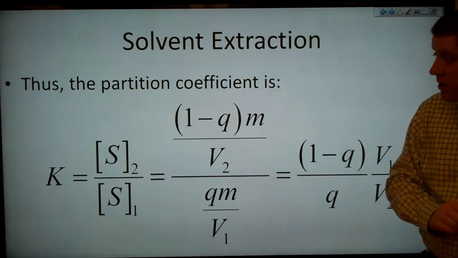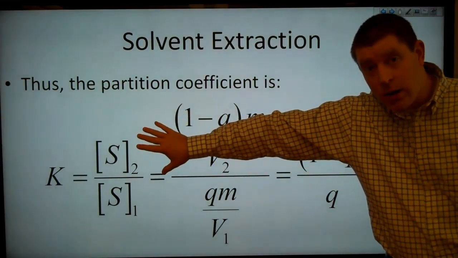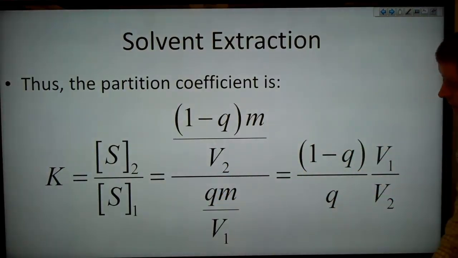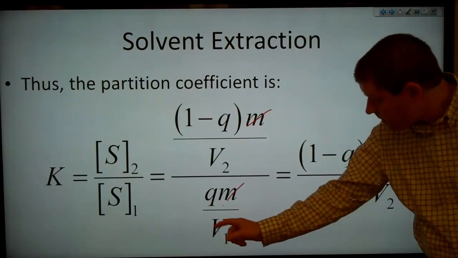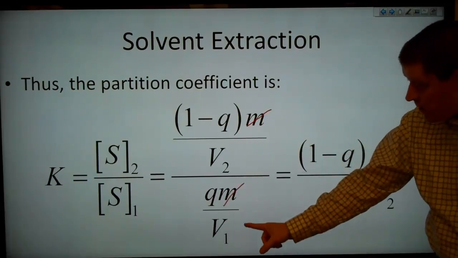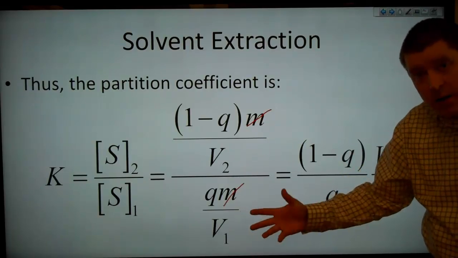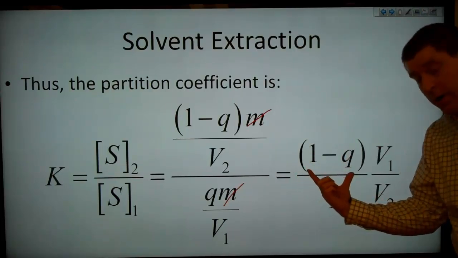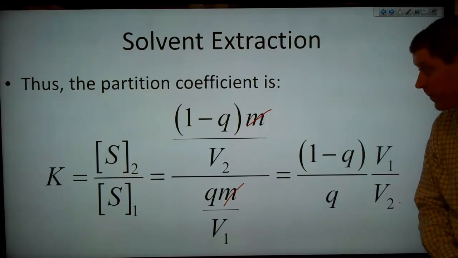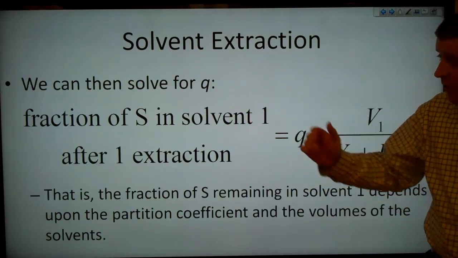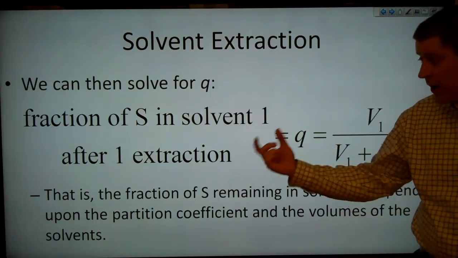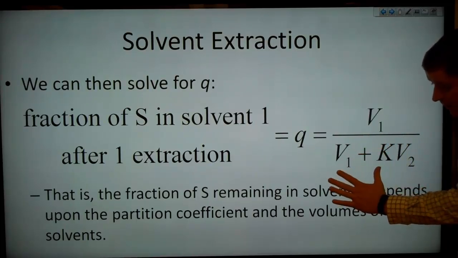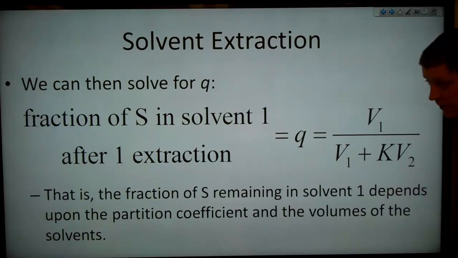This means that the partition coefficient, when we replace our concentrations in phase 2 and phase 1 with these, has M cancel. We've got V2 over V1, but those are both in the denominator, so we can invert those and we end up with V1 over V2 times the quantity 1 minus Q divided by Q. We can then solve this for Q. The fraction of our solute S in solvent 1 after one extraction is Q, and that equals V1 divided by V1 plus K times V2.